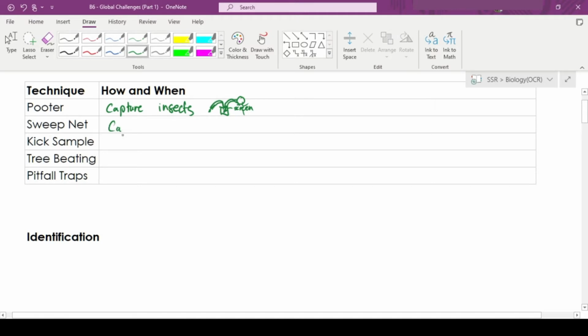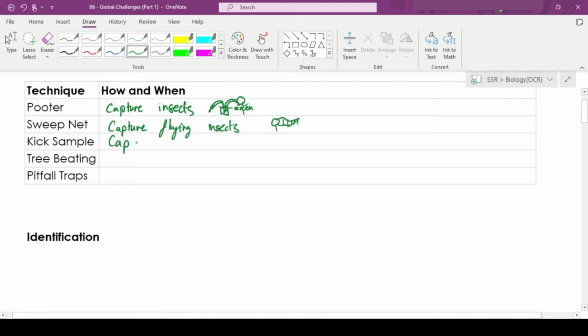The next technique is for capturing flying insects in the air around you, and that is a sweep net. So it's exactly what you think. It's a long net on a pole, and you sweep that through the air to capture insects that might be flying.